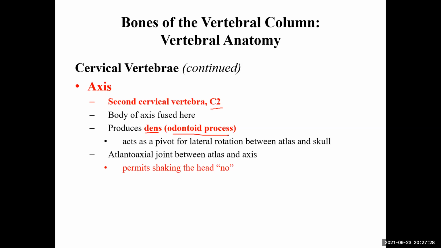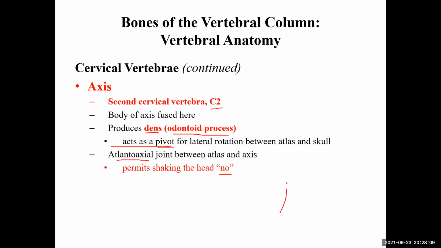Okay, so the dens is this bony projection that projects superiorly off of the body of C2, and it projects up into the atlas. And so it allows the atlas to pivot around C2. And so what that does is it creates the atlanto-axial joint, and it allows us to shake our head from side to side. Like what my kids used to do, if I wanted them to have more broccoli, they would shake their head no.